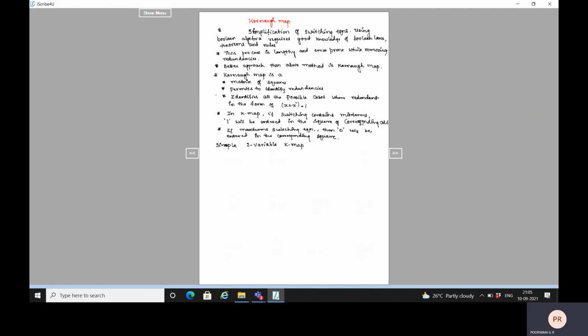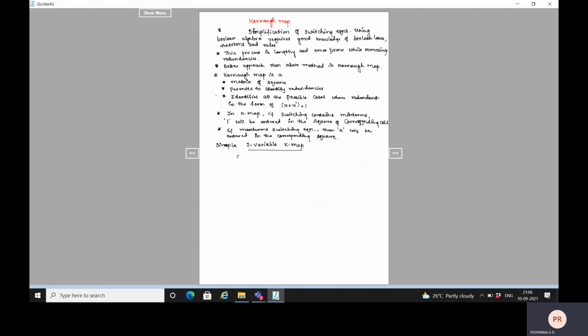When you are constructing this two variable K-map, the two variables you can consider either as A, B or X, Y, Z, any variable you can consider. So when such a two variable K-map has to be constructed, we already know that the K-map is a matrix representation of squares. During the two variable K-map representation, first we need to identify how many cells we will have in a K-map. So for that, consider the number of variables in a given switching equation assumed to be two.